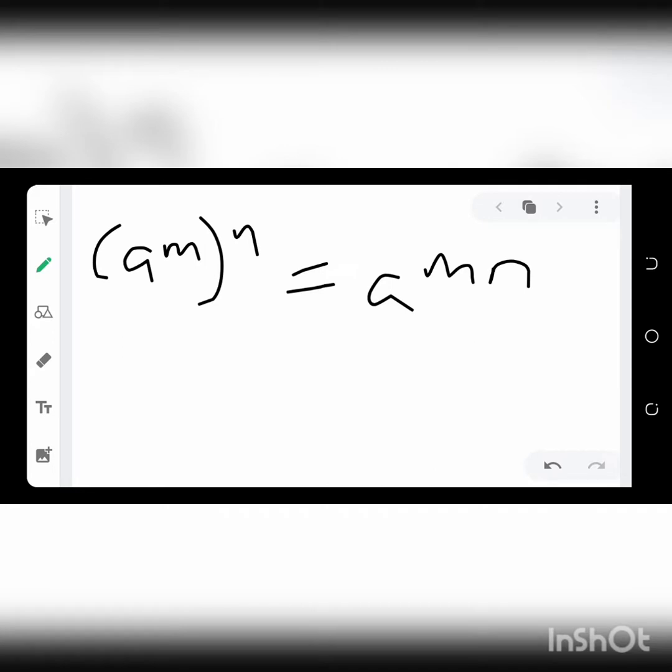Just like if I'm having y square raised to the power of 6. It simply means y raised to the power of 2 times 6, which gives me 12.